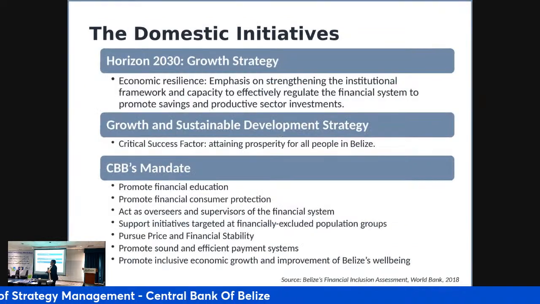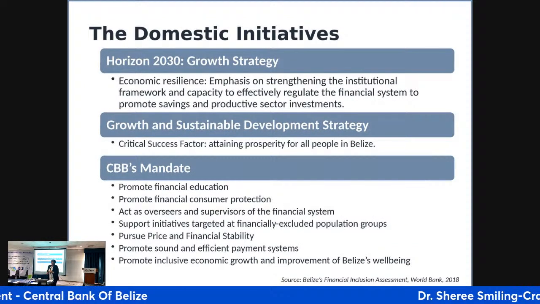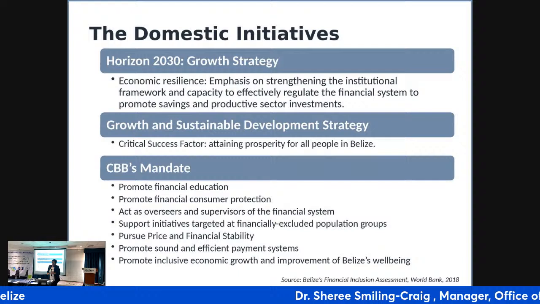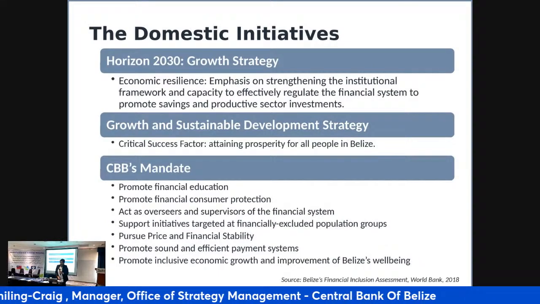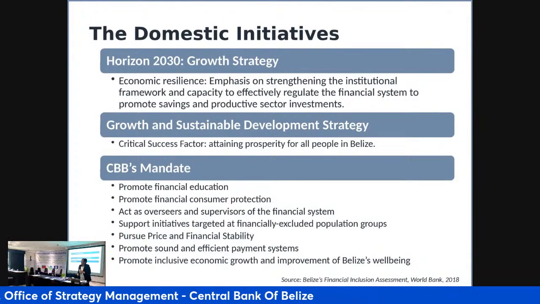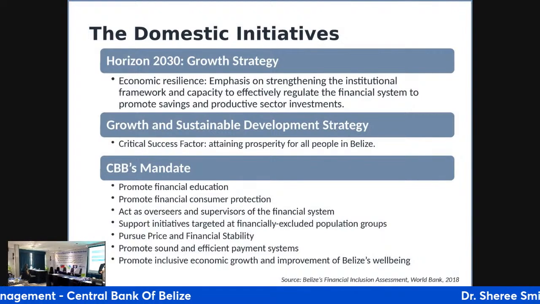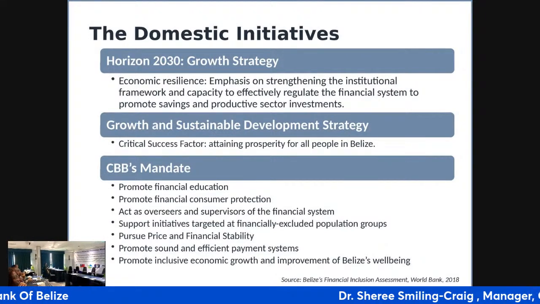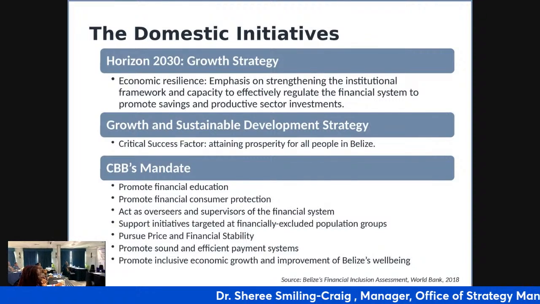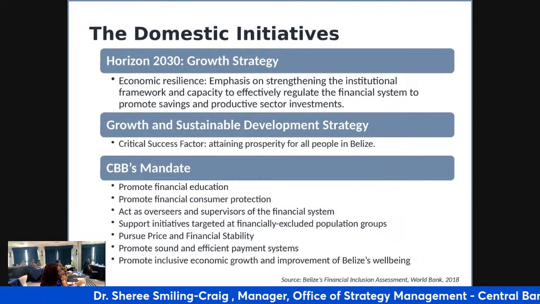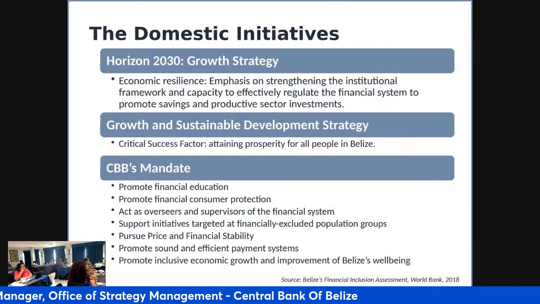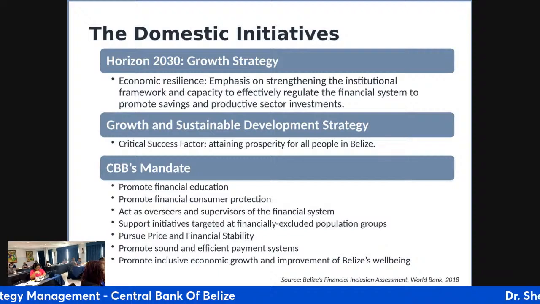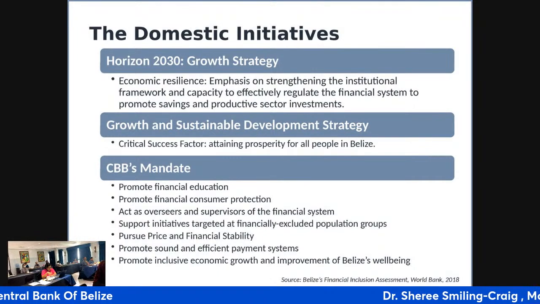So let's look at our domestic initiatives. We had the 2030 growth strategy, where we say economic resilience is important. We say we want to emphasize strengthening the institutional frameworks that exist. Okay, that's one of our government's initiatives since 2010. We also signed on to the United Nations Growth and Sustainable Development Strategy, where one of the critical success factors is attaining prosperity for all people. Imagine, we signed on to that.